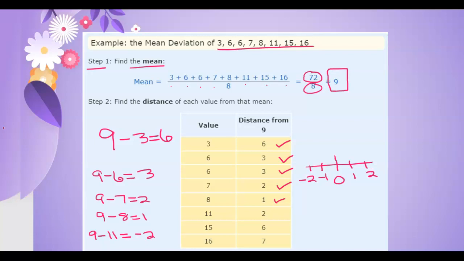So we take the absolute value of negative 2 and we come up with 2. See, it's 2 bunny hops away. 1, 2, when we're talking about distance.